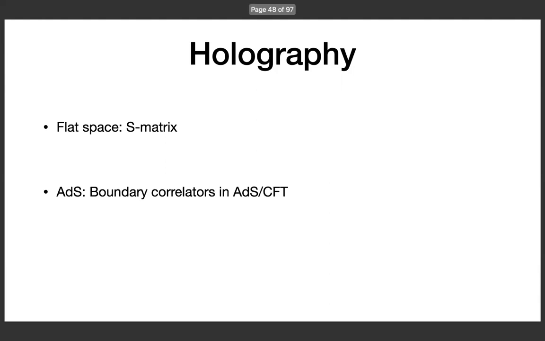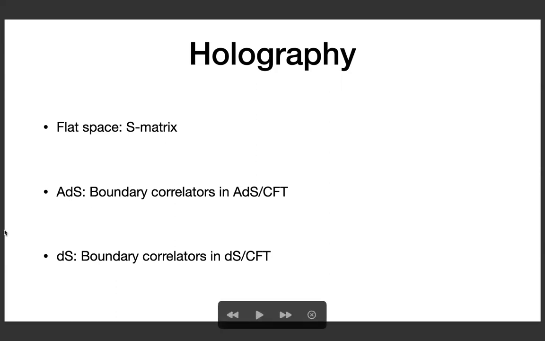Okay, and really that's the kind of core of holography, that this is what's different between gravitational theories and non-gravitational theories, that the way you want to define your theory in a gravitational theory is via these boundary observables. And there are different types of boundary observables. In flat space, you can have scattering amplitudes. In AdS, you can have boundary correlators.